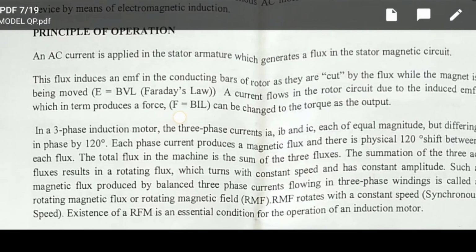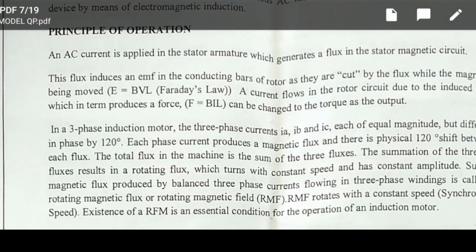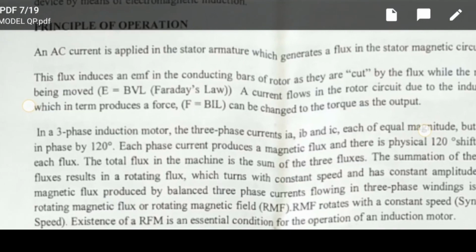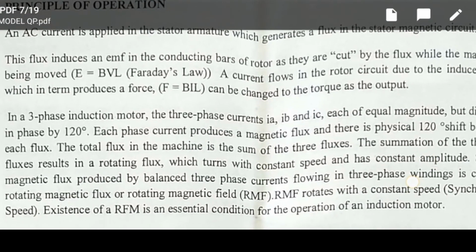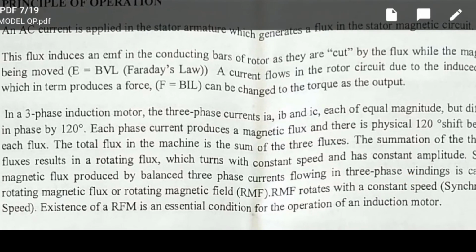The principle of that motor is F equal to BIL sin theta, or F equal to BIL newtons. Whenever a current carrying conductor is placed in a magnetic field, it induces a mechanical force. That is the 3-phase induction motor, with 3-phase currents IA, IB, IC.